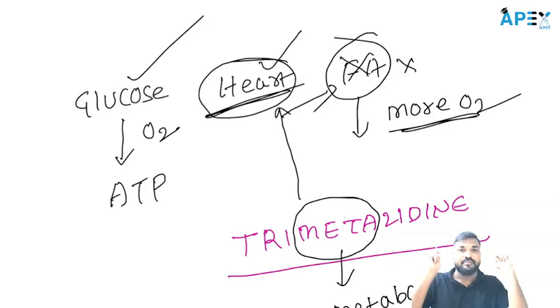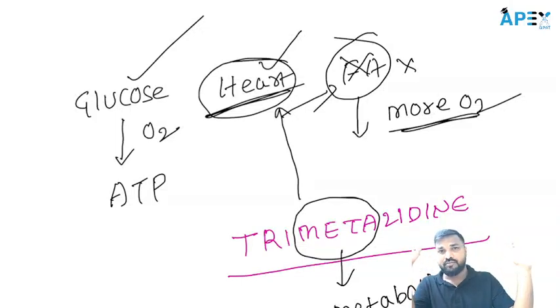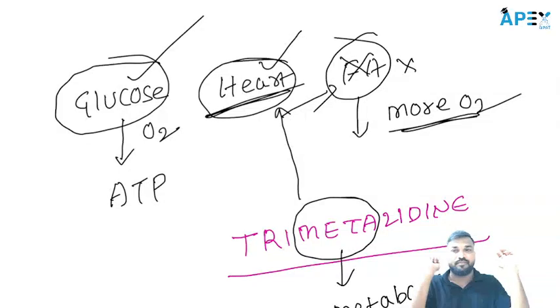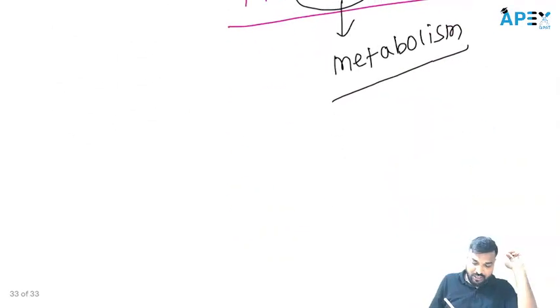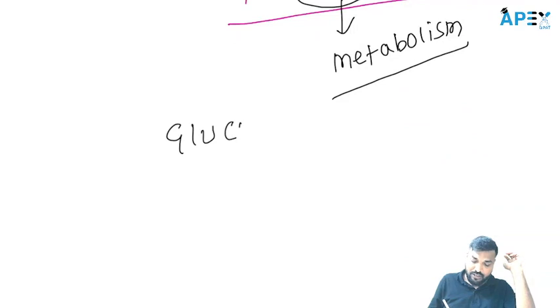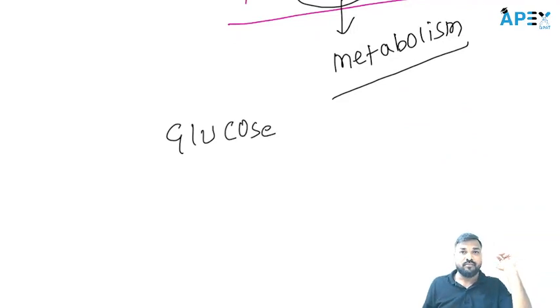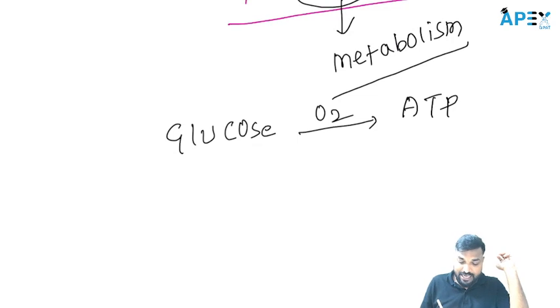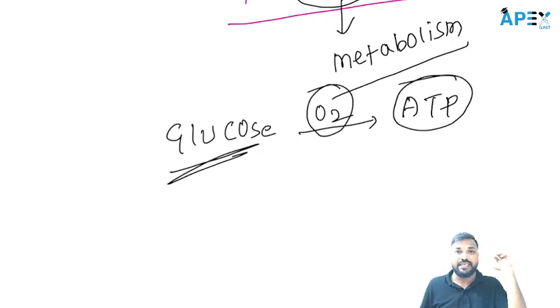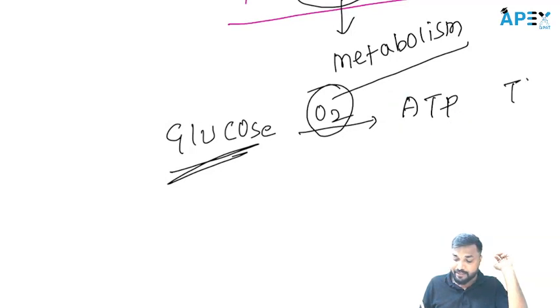Then the heart listened and said, okay, since you are saying so, I will not use fatty acid, now I will use glucose. So the heart starts using glucose and produces ATP. Even though less oxygen is there, it is oxidized and produces enough ATP. Then we can treat the symptoms.